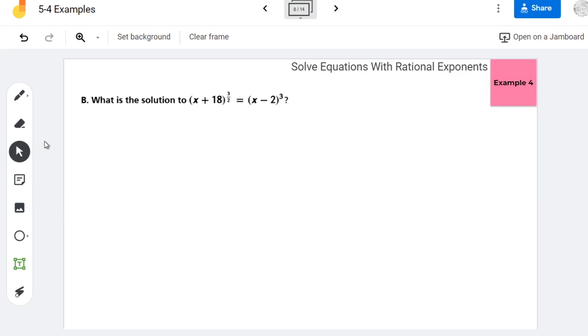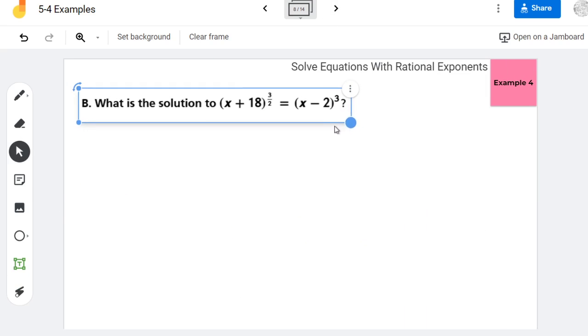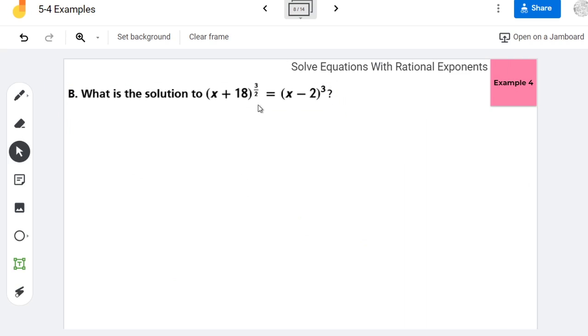Let's do it again. Now in this case, that's a little ugly, isn't it? So I have a fractional exponent and a whole number exponent, and we're not going to freak out, okay? I'm still going to raise to the reciprocal for that fraction because it's the ugly one.